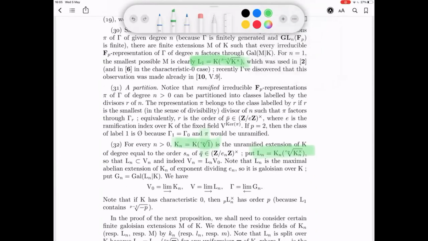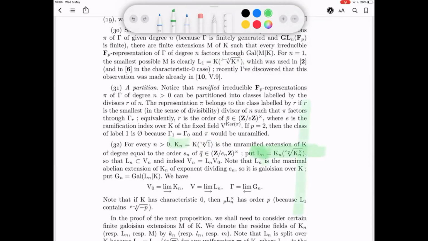E_n is p to the n minus 1. So you first take your K_n, and then because it contains a primitive E_n-th root of unity, I can talk about Kummer extensions, and L_n is the maximal abelian extension of K_n of exponent dividing E_n.